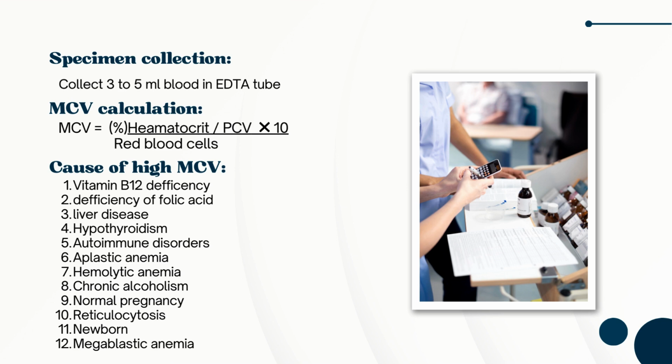Cause of high MCV. Vitamin B12 deficiency. Deficiency of folic acid. Liver disease. Hypothyroidism. Autoimmune disorders. Aplastic anemia. Hemolytic anemia. Chronic alcoholism. Normal pregnancy. Reticulocytosis. Newborn. Megaloblastic anemia.